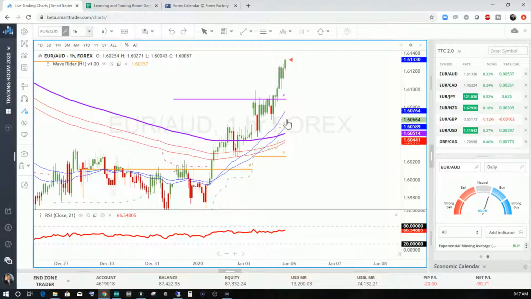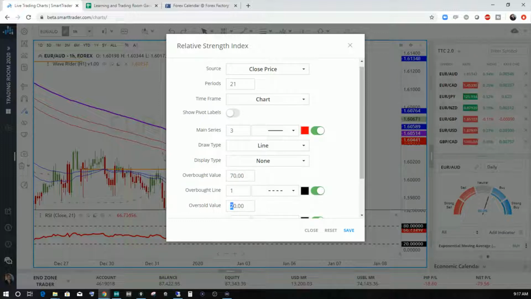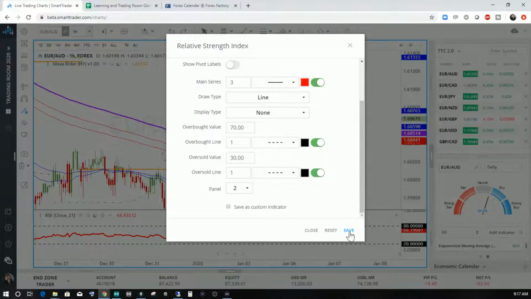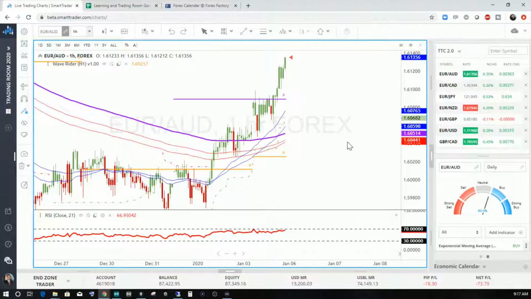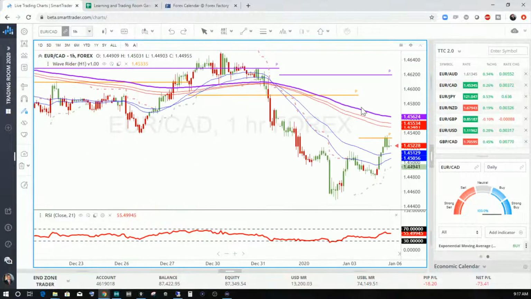In fact, I want to change this. Let's see here. I want to change that to 70 and change that to 30. Okay, cool. All right. So even with that being the case, 66.95 is the actual system. So we're not in an overbought condition. Let's go to the next pair right here.